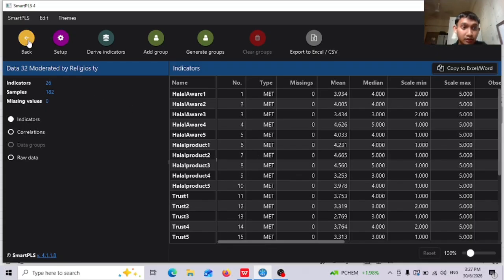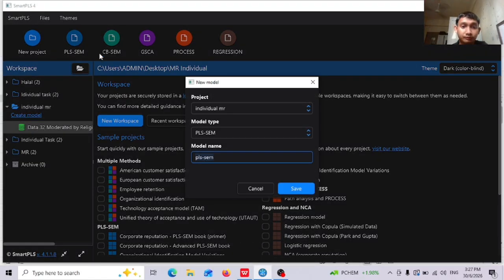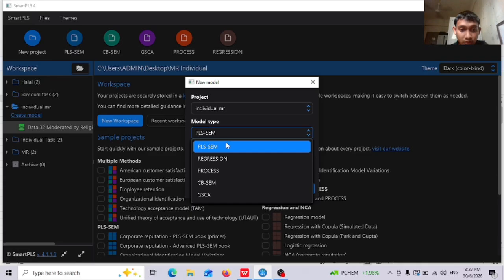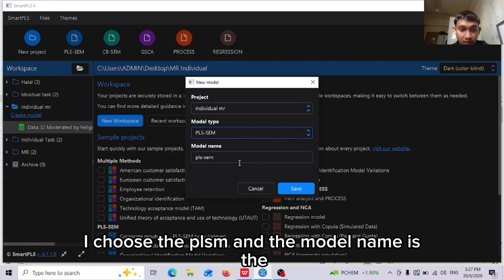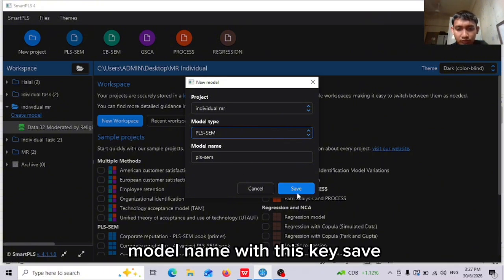Go back, and click the PLS-SEM. For the model type, I choose PLS-SEM, and give the model another name. Okay, save.